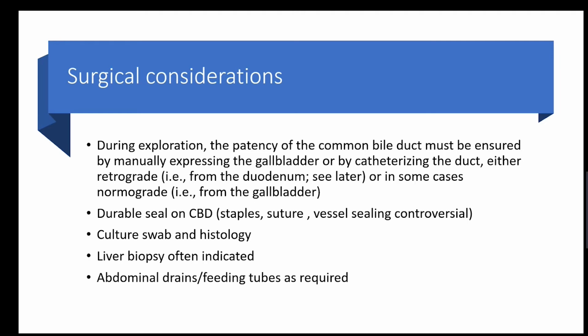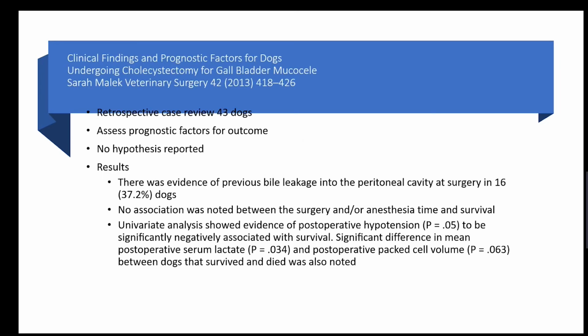Always good to make sure we have culture results and submit all our samples for histology to make sure we're treating underlying diseases that cause the initial congealing of bile and hyperplasia of the abnormal structures in the gallbladder. And again, often liver biopsy is helpful and indicated to give us more information to guide future therapy. And abdominal drains and feeding tubes are useful when we have actual rupture and bile peritonitis.